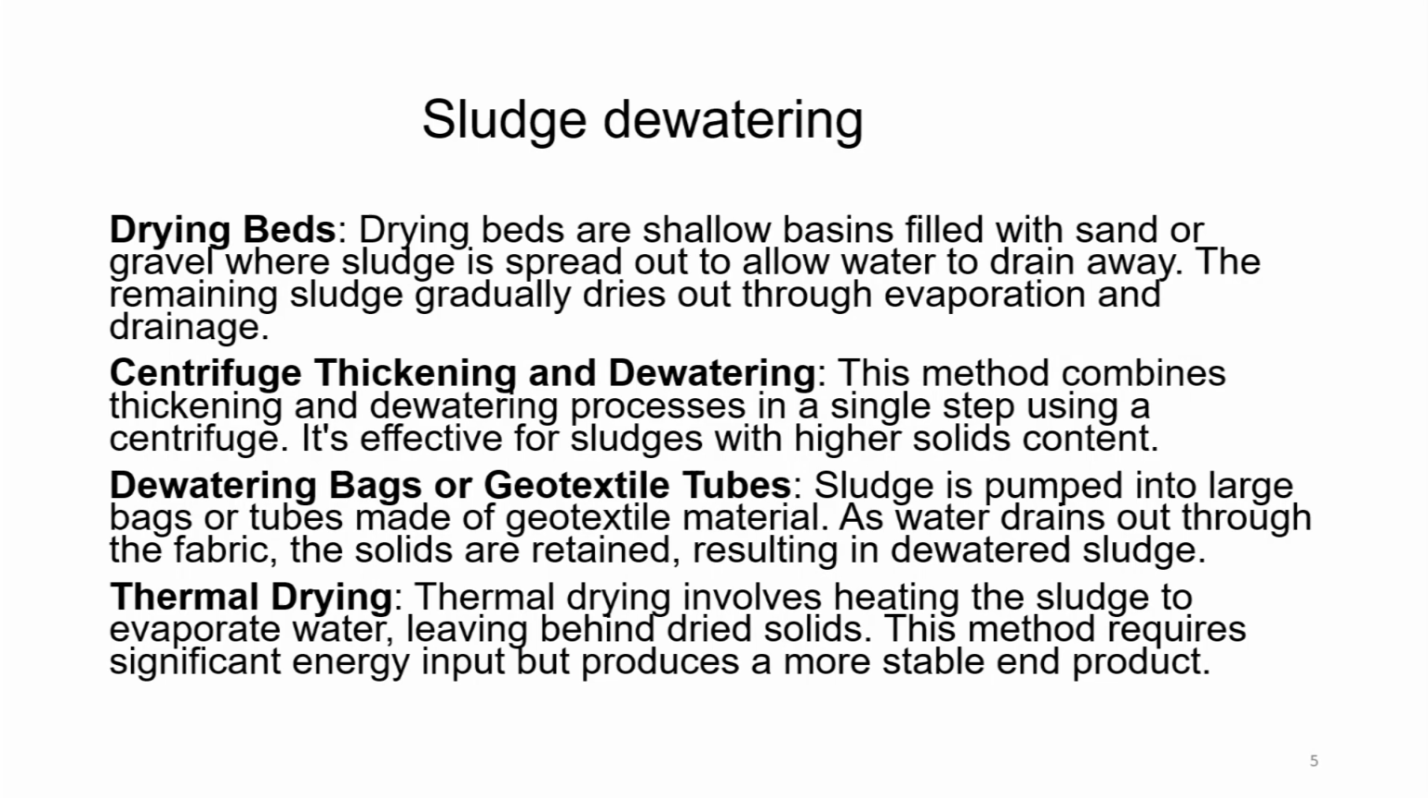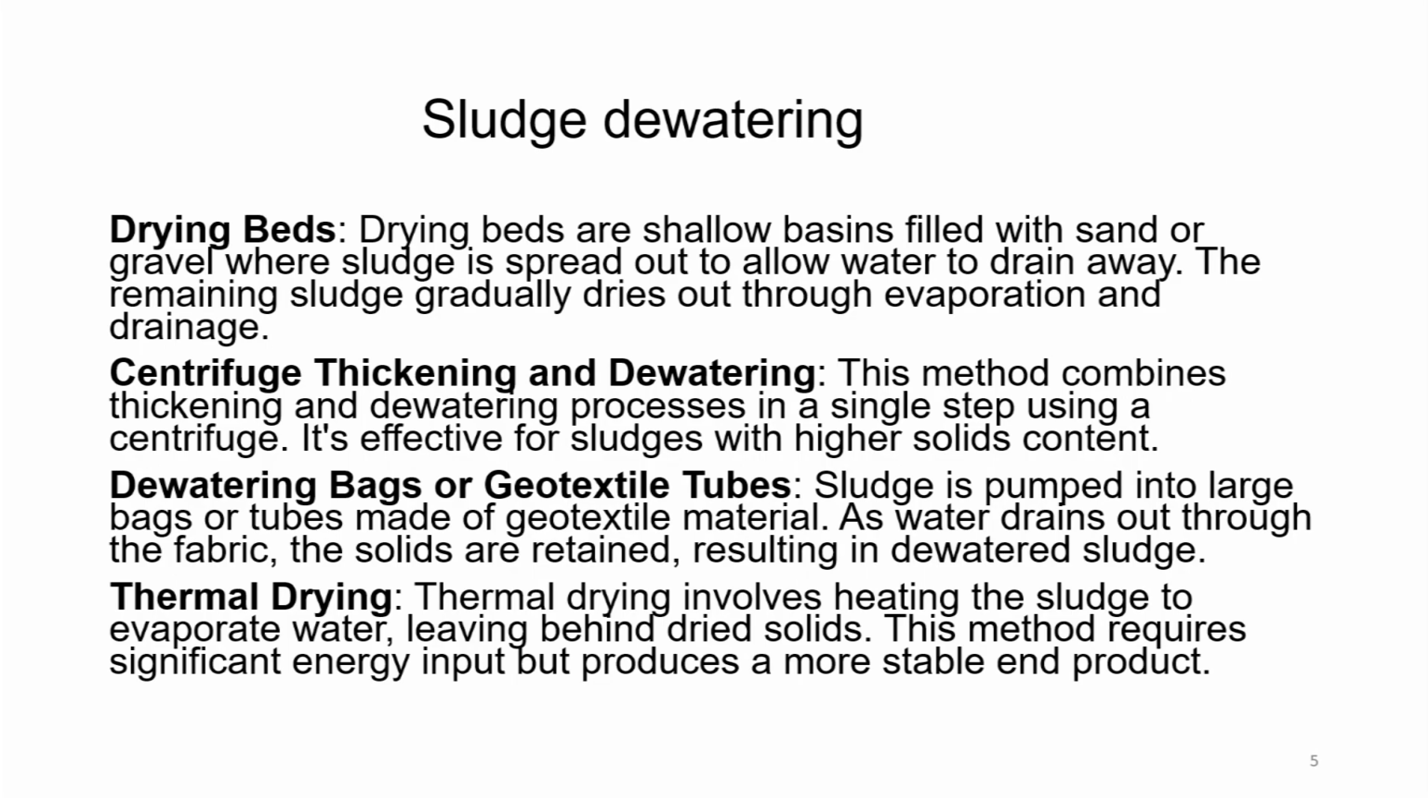Drying bed. Drying beds are shallow basins filled with sand or gravel where sludge is spread out to allow water to drain away. The remaining sludge gradually dries out through evaporation and drainage. Centrifuge thickening and dewatering. This method combines thickening and dewatering processes in a single step using a centrifuge. It is effective for sludges with high solid content.